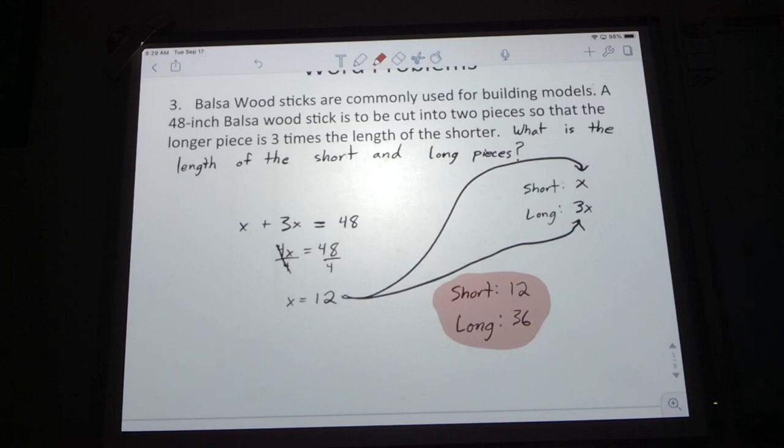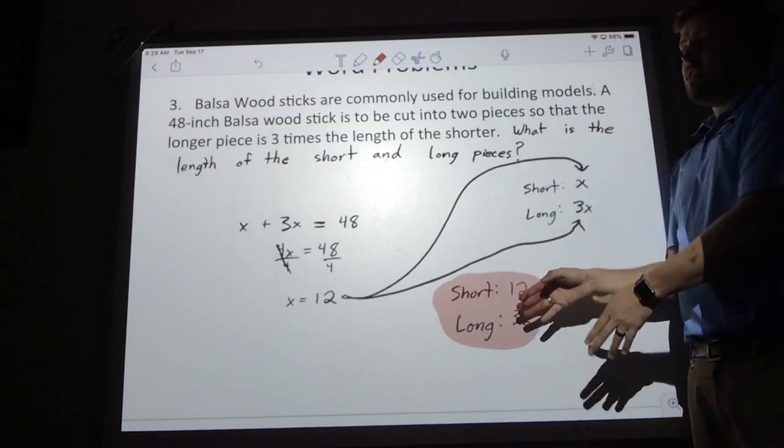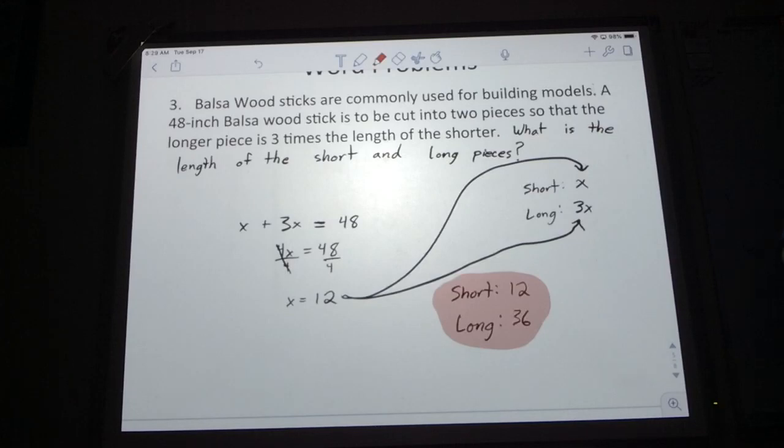Okay? You have to go back and read your problem before you highlight an answer, before you type an answer back in. How about that? Okay? And then last, let's check it.